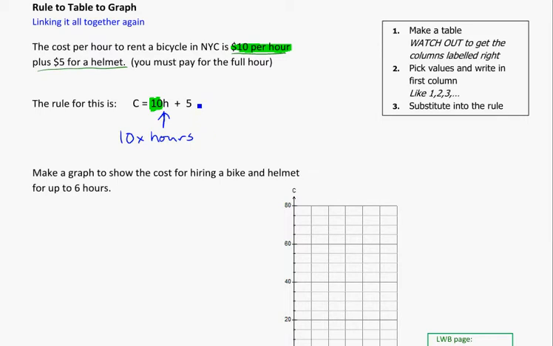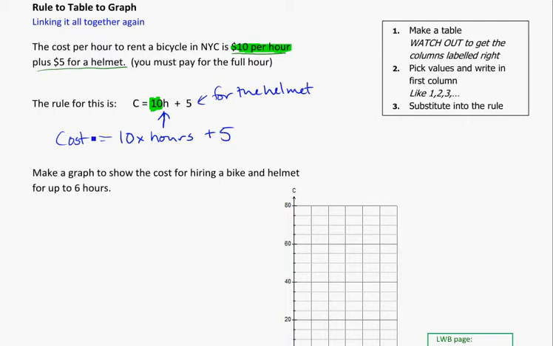What's the plus 5? This is for the helmet. We notice that that's not times for every hour, that's just the additional thing that gets added on. So we go 10 times the number of hours that you've ridden, or will ride, plus the $5 for the helmet. That's basically how that rule is describing the problem to us in mathematical language here. Exactly what we've said. They're going to charge us $10 for every hour, plus $5 for a helmet, and that's going to be my total cost.